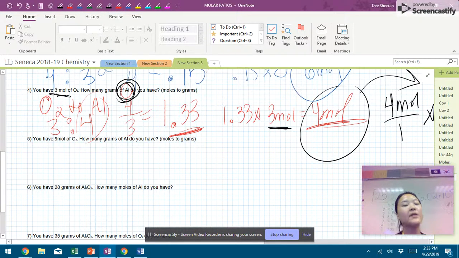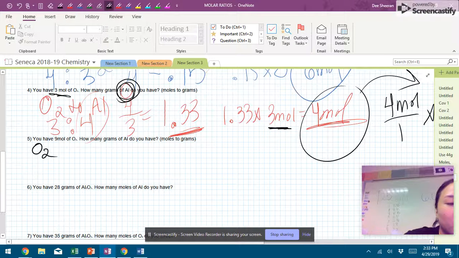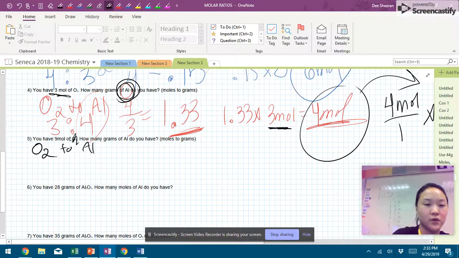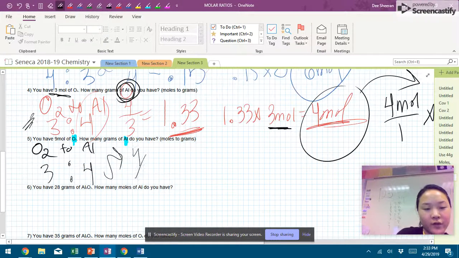It says you have 9 moles of O2. How many grams of Al do you have? This is moles to grams. So just like before, it's going to be the exact same process all the way through as before. So we have O2 and we have Al. Oh, look, it's the same ratio as before. We can copy it. So you have O2 and we have Al. O2 is 3. I got that from right here because we just used that ratio up here. To 4. Make a fraction. It'll be 4 over 3.